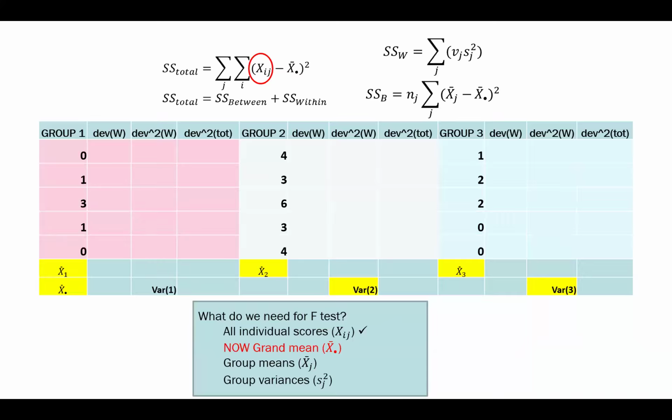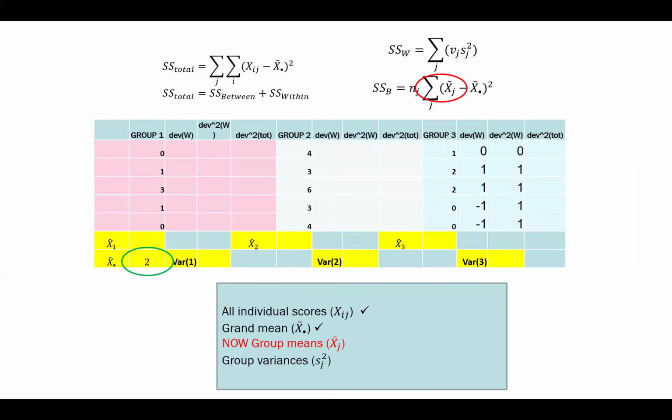You do that any way you want to. You can do it by group, you can do it all in one rush, but you calculate the grand mean. That's not too hard. So there's our grand mean. Grand mean is 2, circled in green.